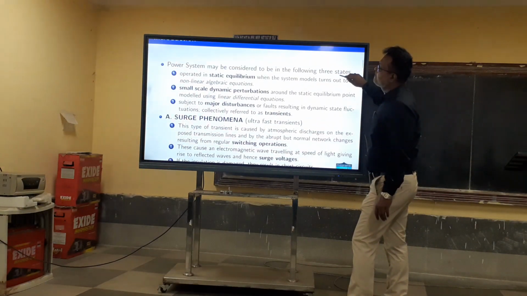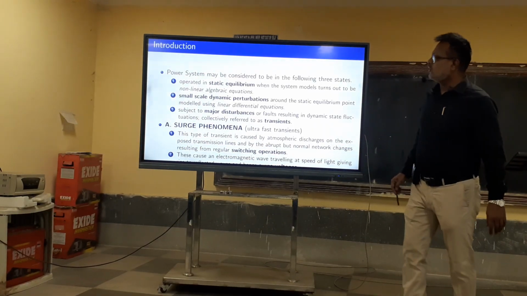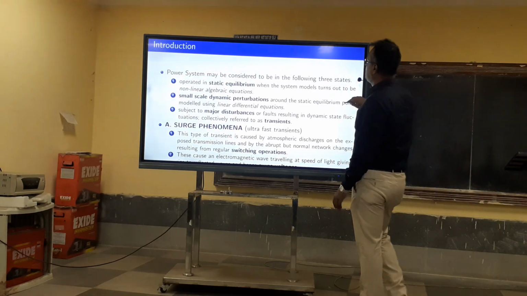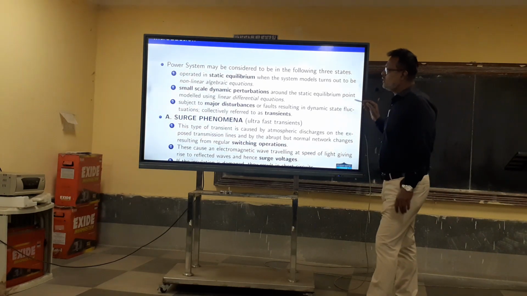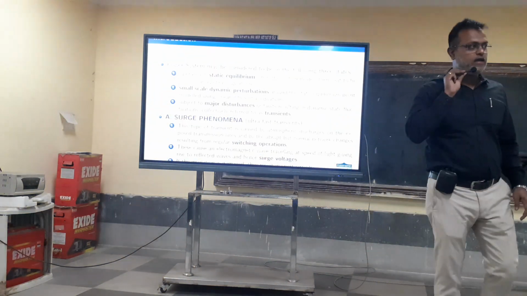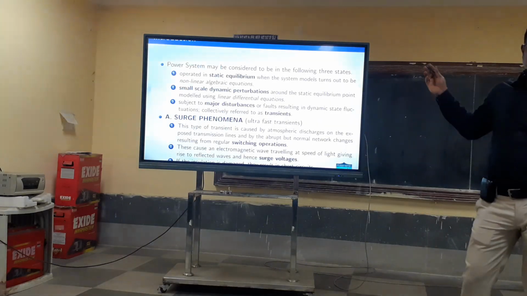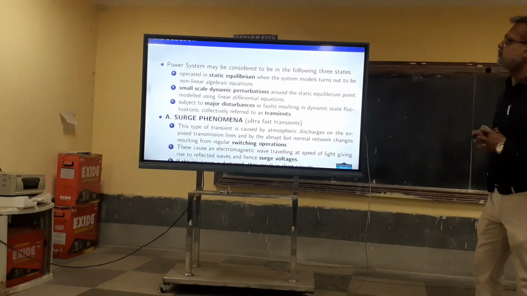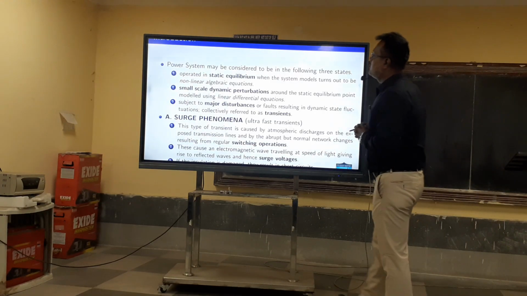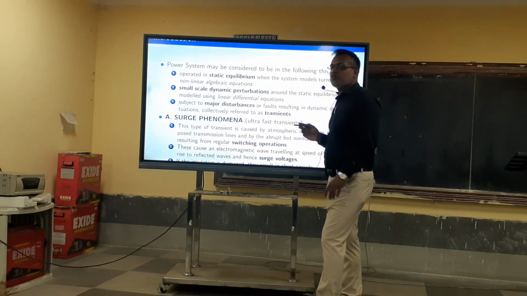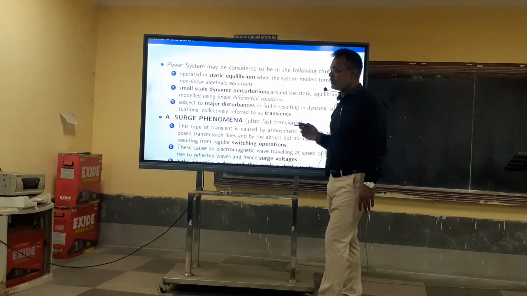So, power system may be considered in the following three states. First, operated in static equilibrium, when the system models turn out to be non-linear algebraic equations. But this is load flow. Okay, the first case is load flow. In equilibrium, we take a snapshot of the system. So there we get a set of non-linear algebraic equations known as the load flow equations.